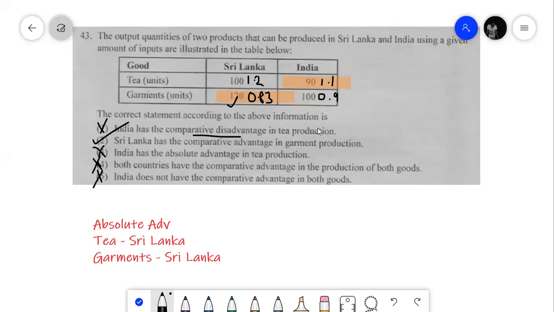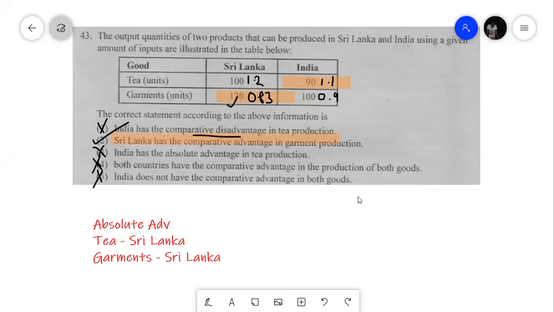Correction: it reads, does not have a comparative advantage in both goods. I don't know, right? So India has a comparative advantage at least in one good. So you can't say that India does not have the comparative advantage in both goods. They have the comparative advantage when it comes to tea. That is why you end up with answer number 2, that Sri Lanka has the comparative advantage in garment products. It is a very simple question, right?